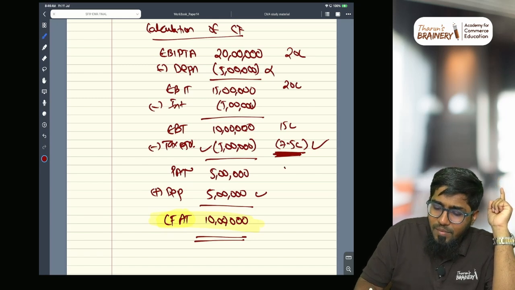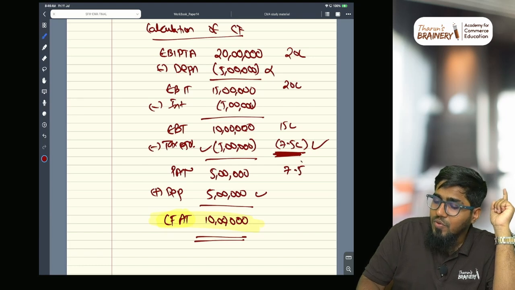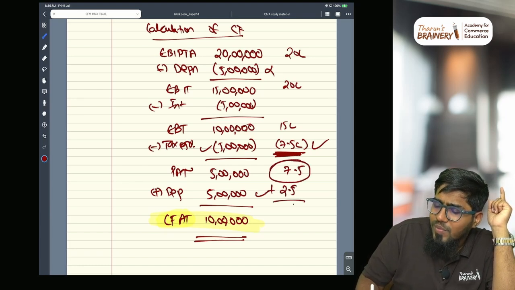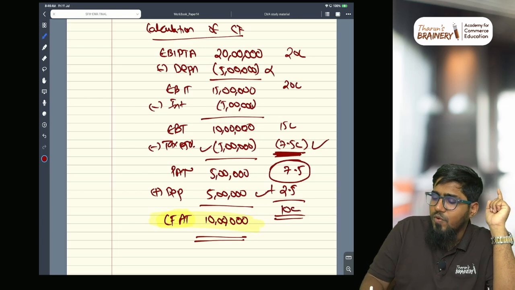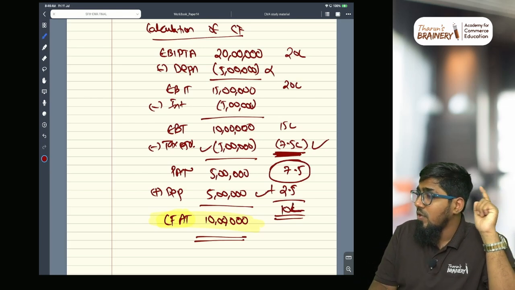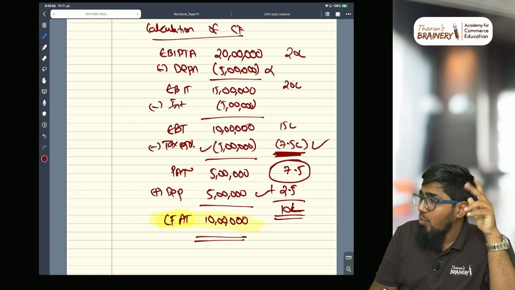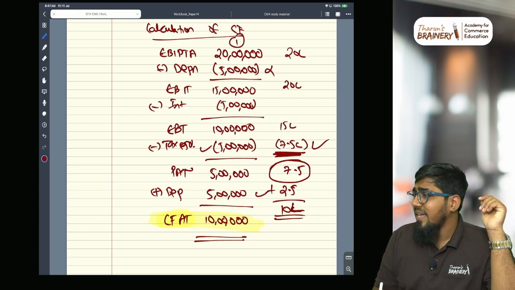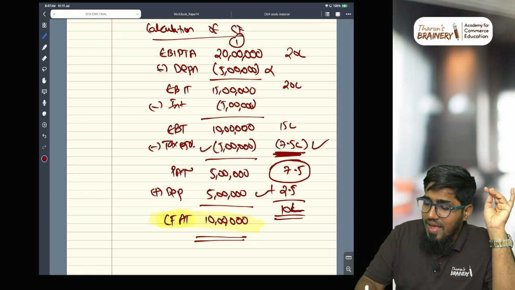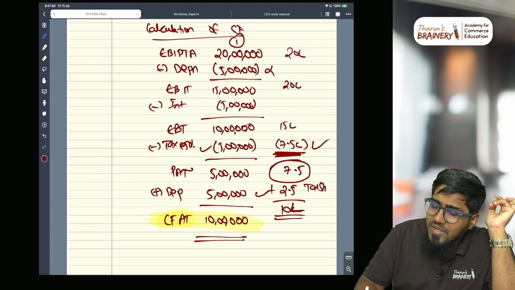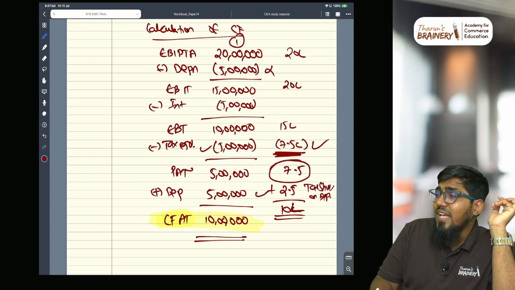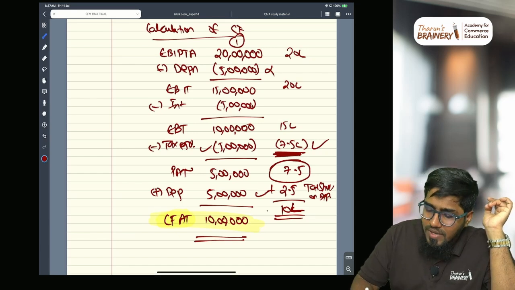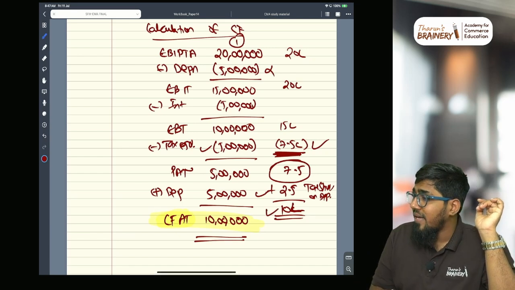So 15 minus 7.5 is 7.5. This 7.5 is the profit. Otherwise, if you add the 2.5 lakh rupees tax benefit, again this is also cash flow after taxes, 10 lakhs. Two ways of calculating, correct? One way is PAT plus depreciation. That is the easiest way. And the second is to ignore depreciation and instead add the tax shield on depreciation. That is what will give you 10 lakh rupees.